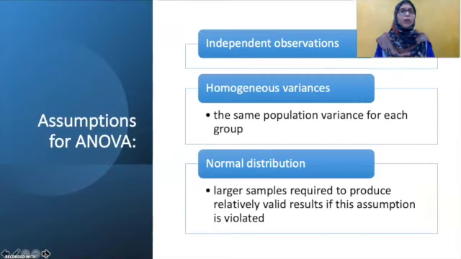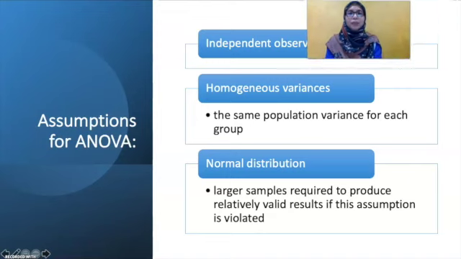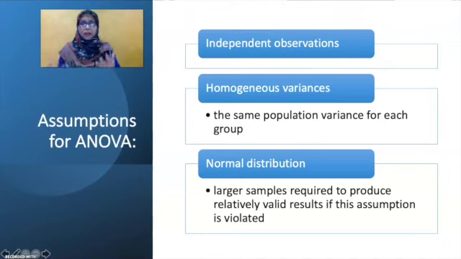Of course, when you want to do inferential statistics, there are several assumptions that you need to fulfill. The same goes for the assumptions for ANOVA. In ANOVA, the assumptions that you need to fulfill are that your data must be independent observations. First of all, the sample that you choose must be randomly selected, then independent observations, and you must have homogeneous variances. What does it mean by homogeneous variances? It means that the data would have the same population variance for each group.